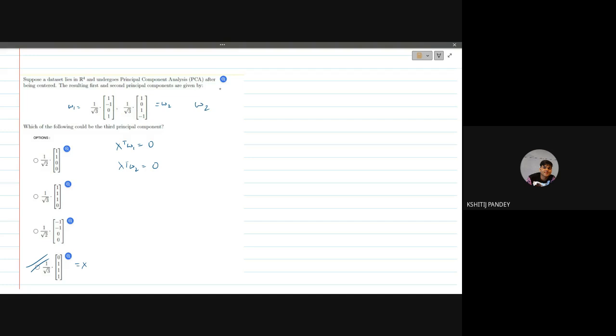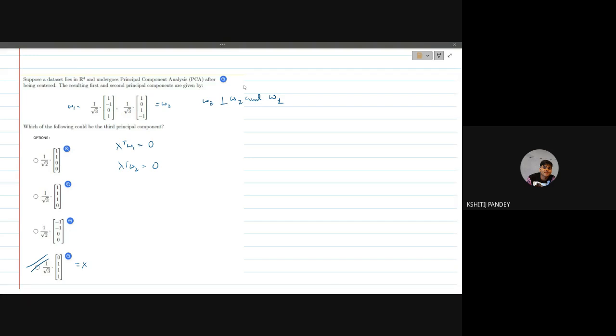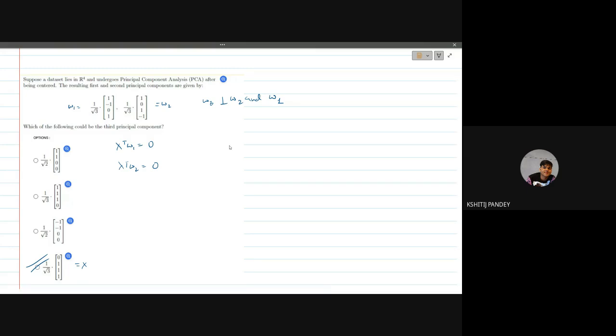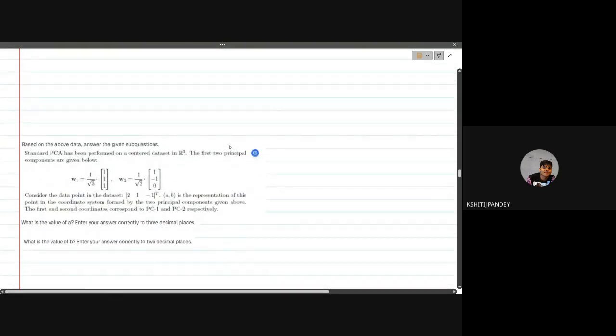W3 will be perpendicular to W2 and W1. This is what you are using here simply. So any problem in this question? Okay, let's continue our discussion and move to the next question.